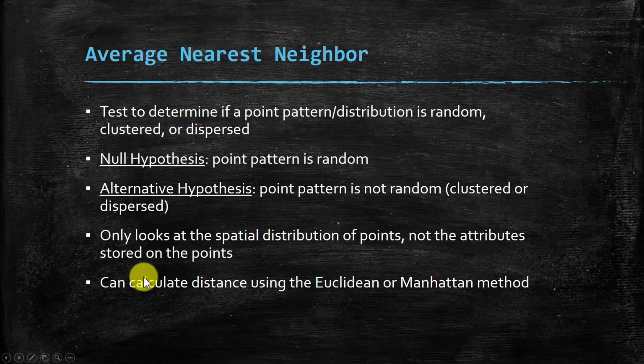So again, it only looks at the spatial distribution of points, not the attributes stored on those points. And again, similar to some of our other earlier measures, this can be done using Euclidean distance, straight line distance, or the Manhattan distance summing the x and y directions.